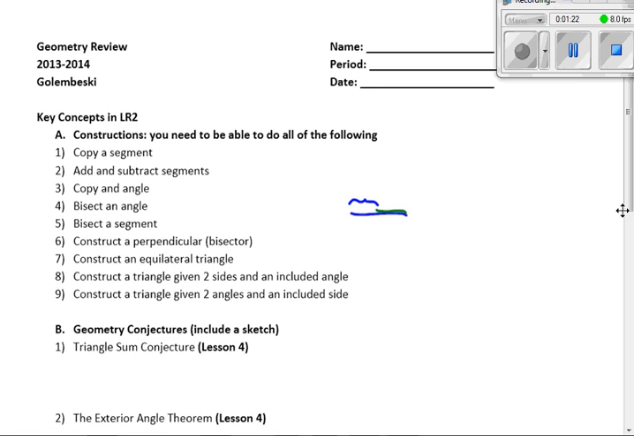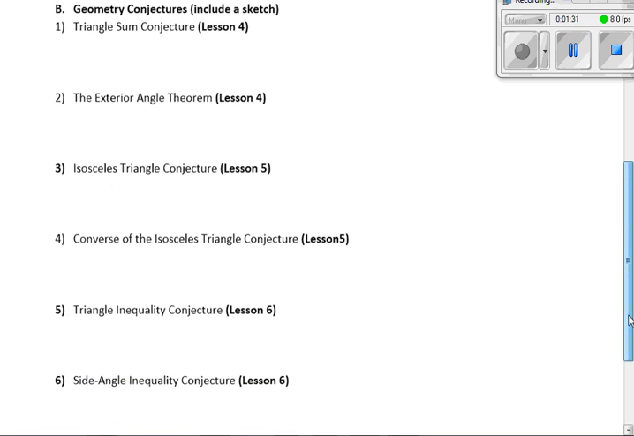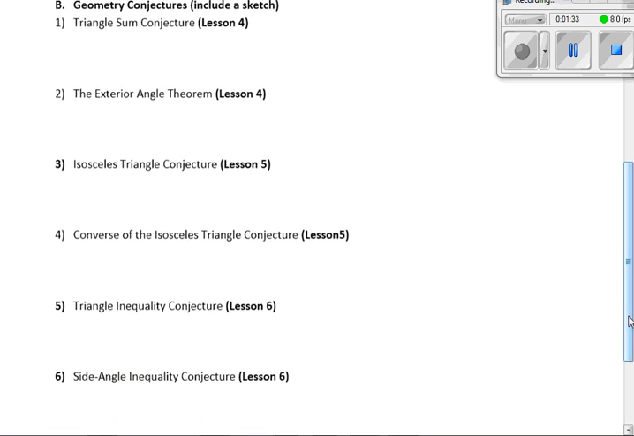There's two parts, the constructions, and I'm better off helping you individually on the constructions. And then there are all the conjectures. And there they are. There's 6 of them that you have to know. What's the triangle sum conjecture? TJ, what's this triangle sum conjecture? Do you know? Sum of the angles in a triangle has to add up to 180.